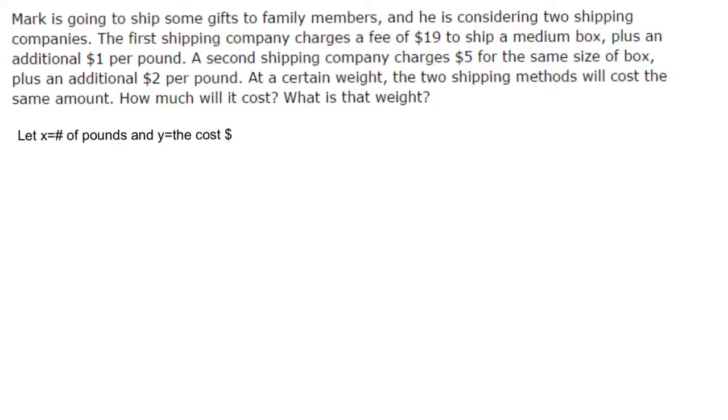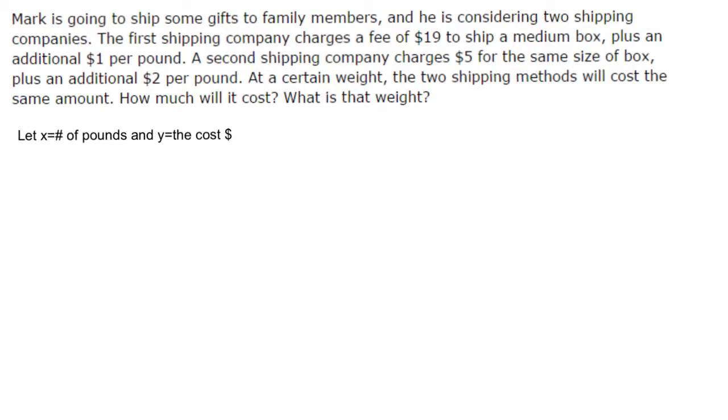Problem says Mark is going to ship some gifts to family members and he's considering two shipping companies. The first shipping company charges a $19 fee to ship a medium box plus an additional dollar per pound. A second shipping company charges $5 for the same size box plus an additional $2 per pound. At a certain weight, the two shipping methods will cost the same amount. How much will it cost? What is that weight?